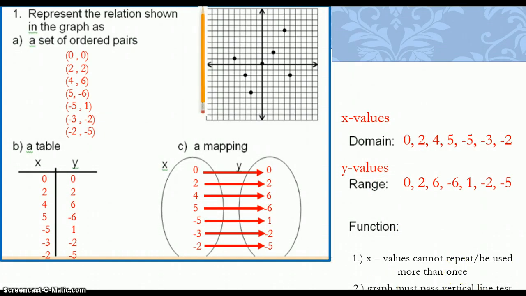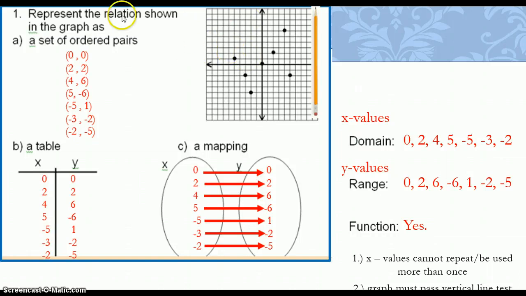The second one is that the graph must pass the vertical line test. And if we look at our graph, to do the test, all you have to do is take a pencil, put it vertically, and then slide it from the left to the right. To pass the test, as you slide that pencil, the pencil should not touch 2 points or more at the same time.